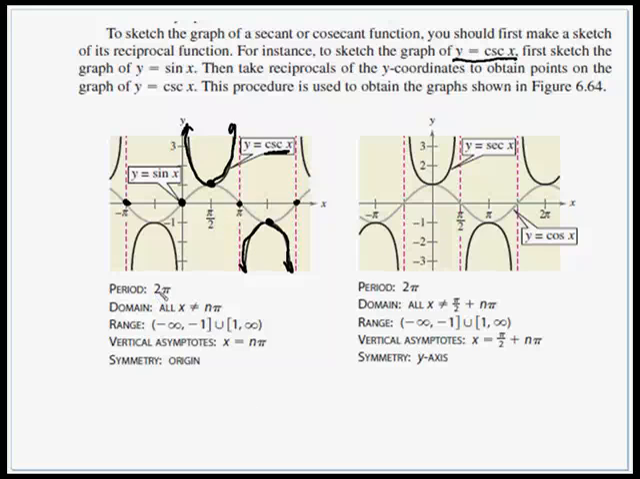So the period, just like the sine wave, is 2 pi. Its domain is all x values except the whole pi's: 1 pi, 2 pi, 3 pi, 4 pi. That's what the n stands for. The range is a disjointed set: all numbers except the numbers between 1 and negative 1. So from 1 all the way to infinity, or from negative 1 all the way to negative infinity. And we have our asymptotes at every n pi radians, symmetric about the origin.